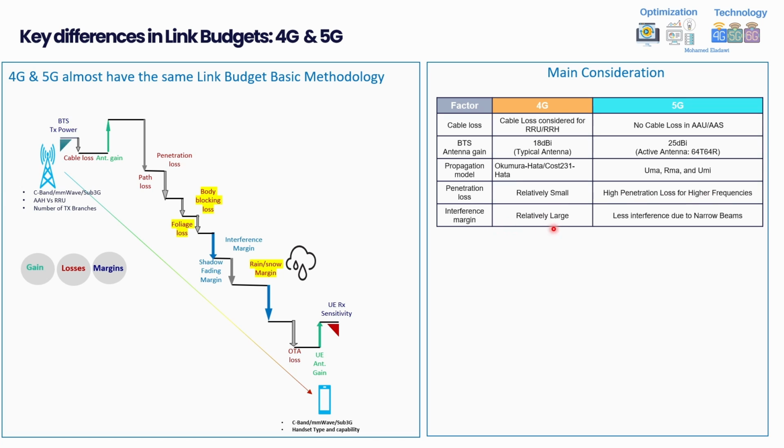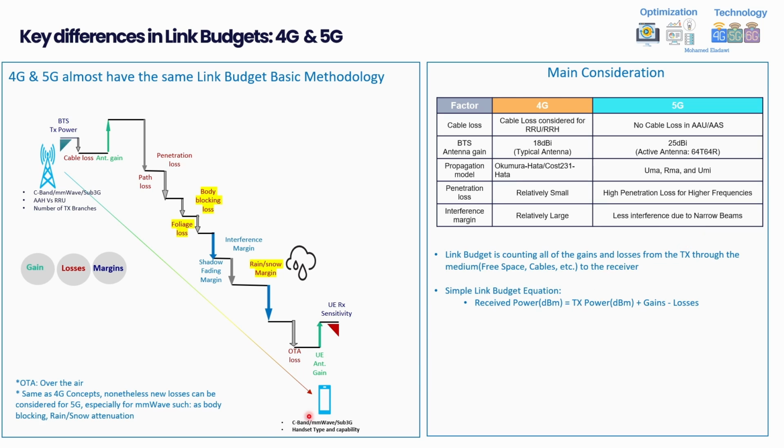The interference was higher in 4G. You can consider it's less in 5G, and this is mainly because you now have more narrow beams, so this can improve your quality and the interference. So this is just a summary. For example, here I'm just addressing what is meant by OTA. This is over the air interface. And here I address that we have these few items which need to be considered, especially for the mmWave. And here is a simple calculation formula for the link budget.